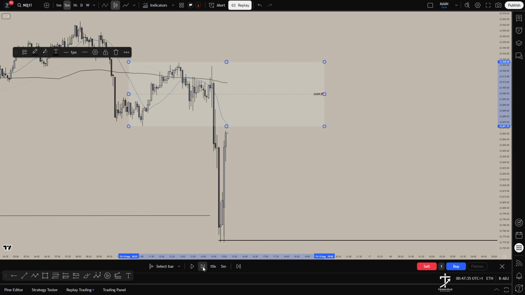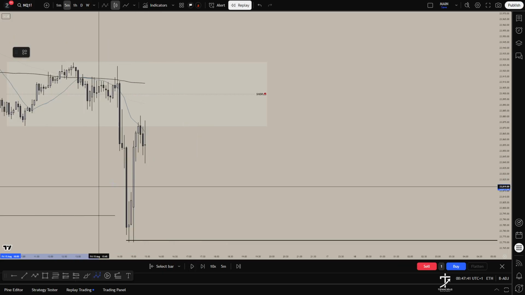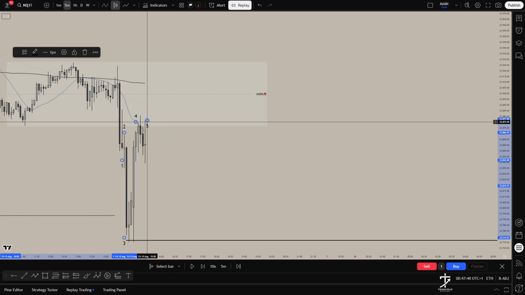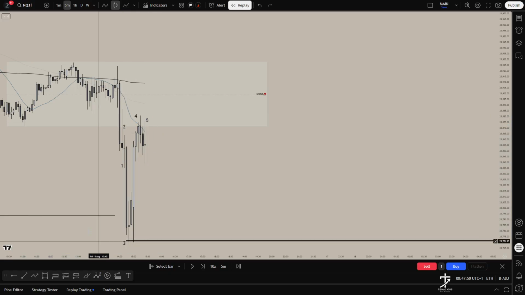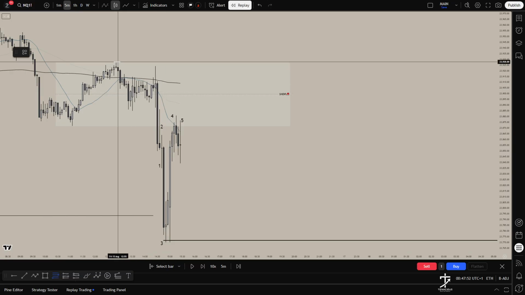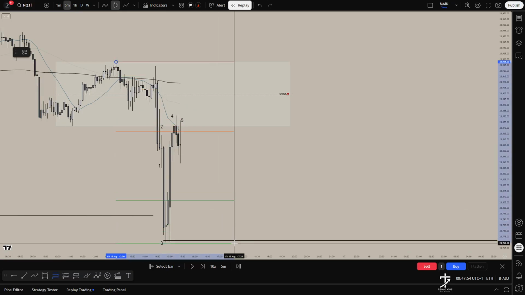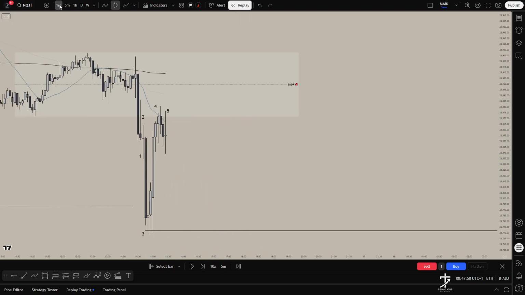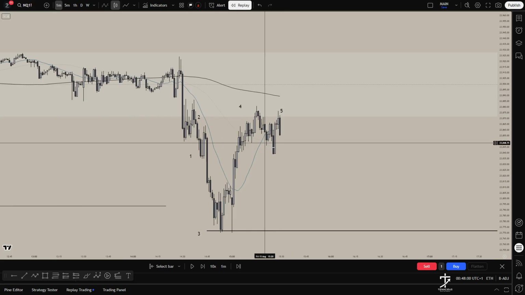And in this case here, we pull back where this could be a 1, this could be a 2, this could be a 3, 4, and then a 5. And if you use the 618, you've been tagged in. You might wait for a little bit more confirmation that price wants to head on lower.